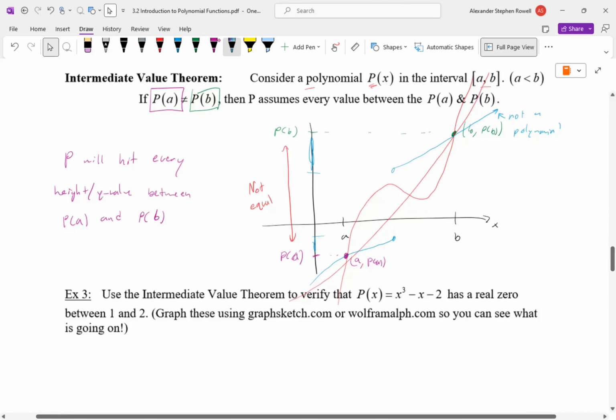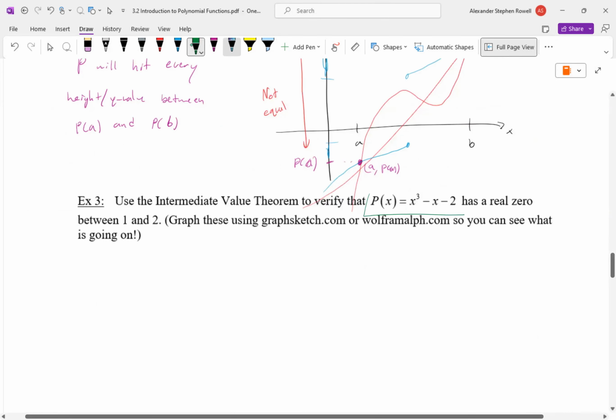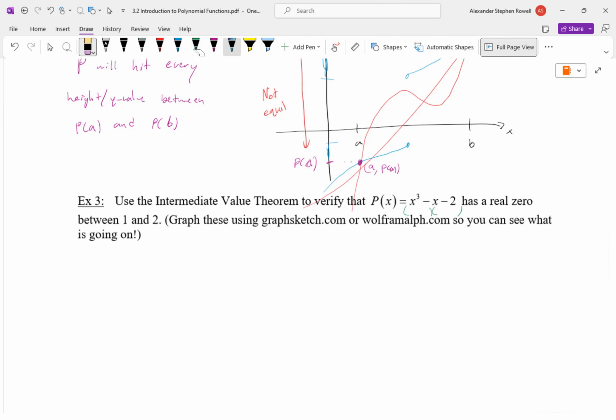How can I use this theorem to prove there's a zero? I have a polynomial here. Can I factor this? I guess this one is factorable, huh? Okay. That's not too helpful. Wait, is it? No, it's not. I'm sorry. This is a cubic. We actually don't know how to factor this at this point. Okay. But we're going to use the intermediate value theorem to prove there's a zero because we can't factor it.